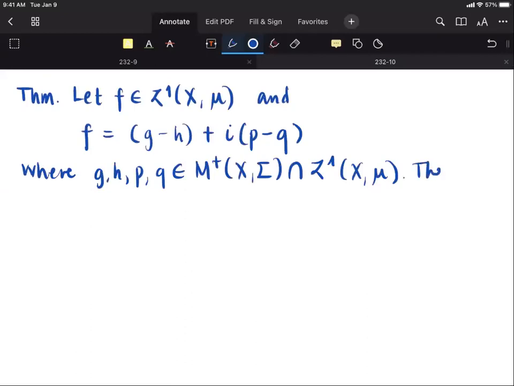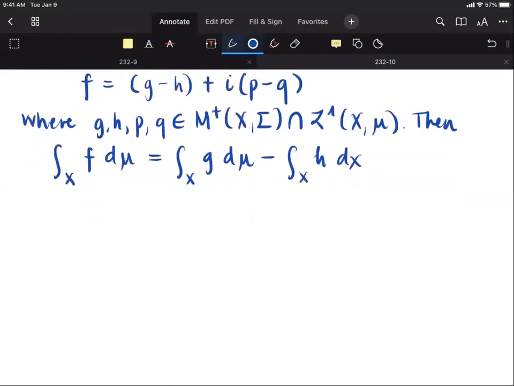Then I can use this representation to calculate the Lebesgue integral of the function f. So that would be the real part, and the imaginary part would be written in this way.